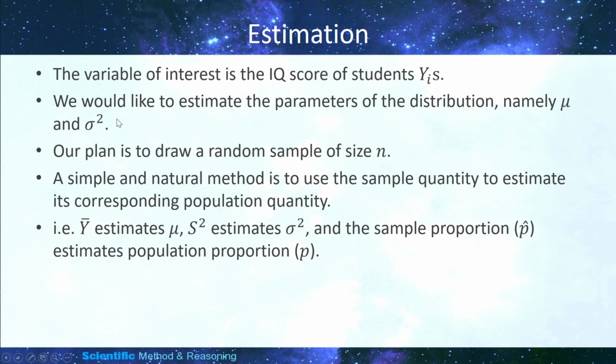In some other probability distributions, sometimes you would be interested in the population proportion. Denote that by P, the population proportion. For example, the proportion of students wearing glasses. And we simply use the sample proportion to estimate the population proportion. The sample proportion is denoted as P hat.